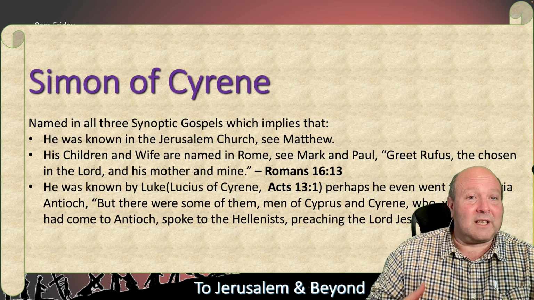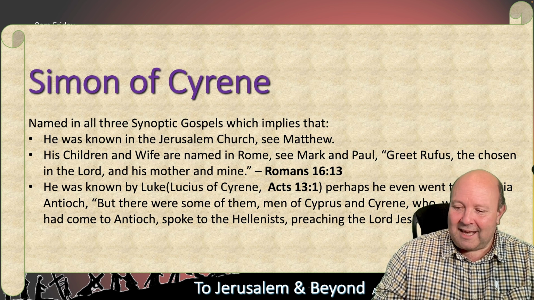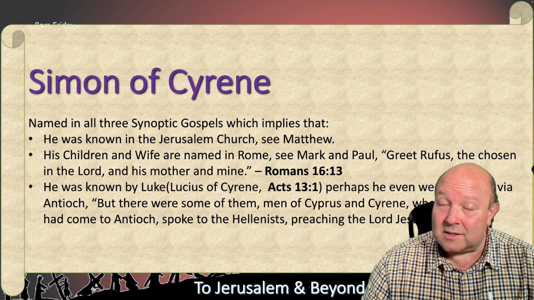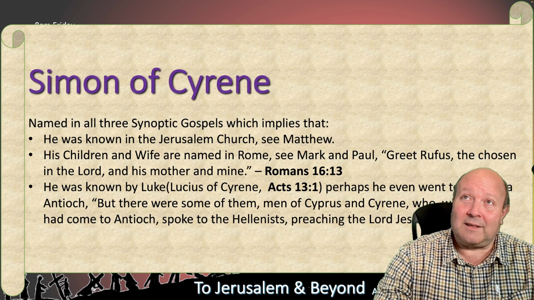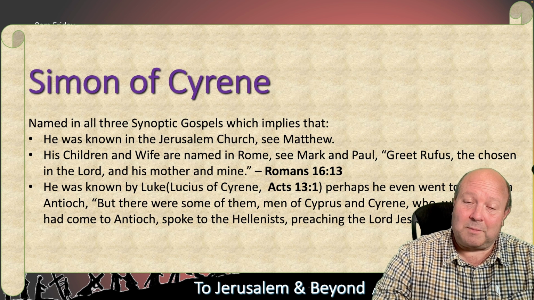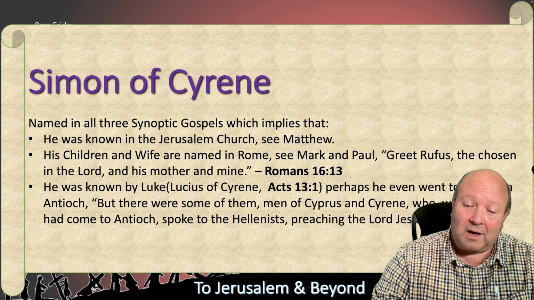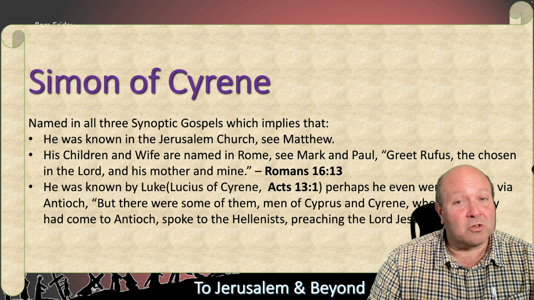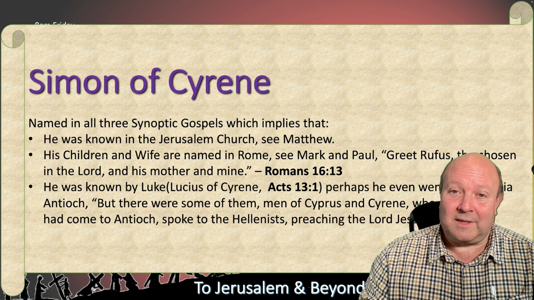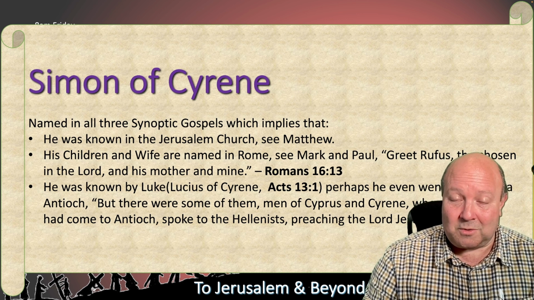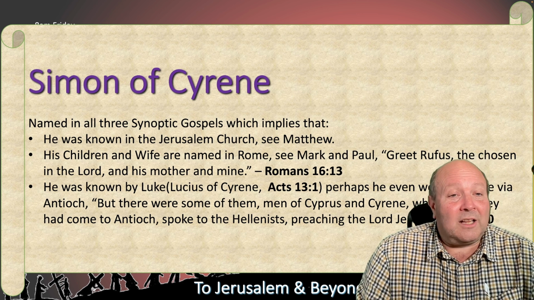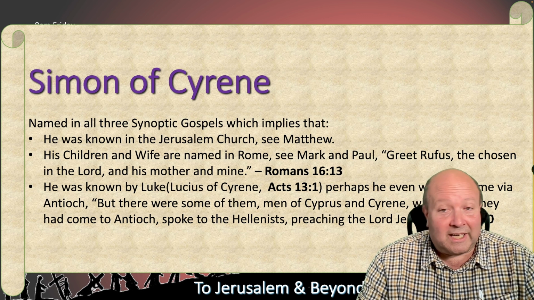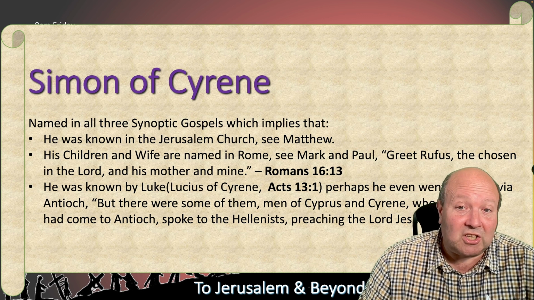It seems, therefore, that Simon and his family have become quite significant figures within the early church. So named by Paul, and the children probably named by Mark because they're there in Rome when he's writing his gospel. Children aren't named in Matthew because he's in Jerusalem and the key person was Simon. But he's also named, of course, by Luke, who's actually Lucius of Cyrene, who we read about in Acts 13, the early church tell us.